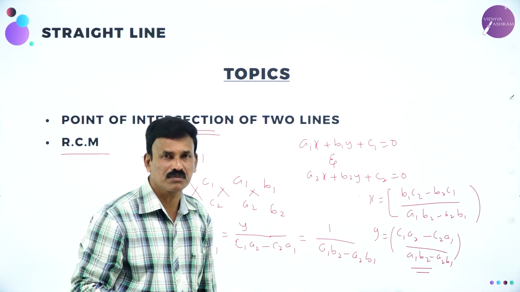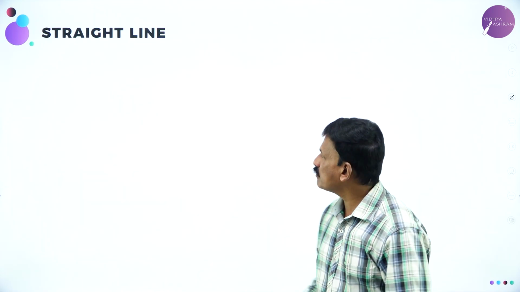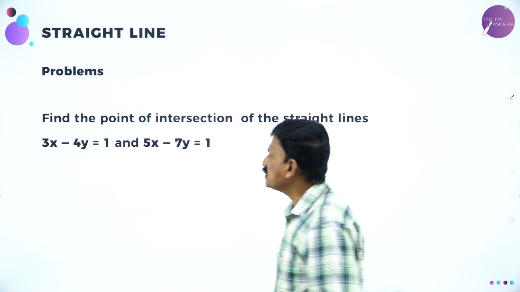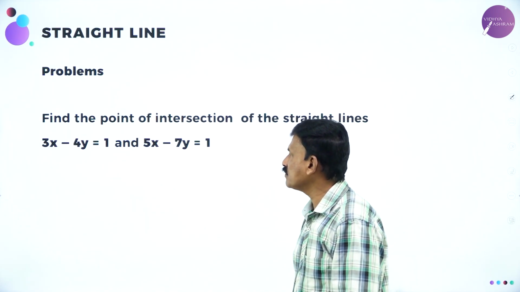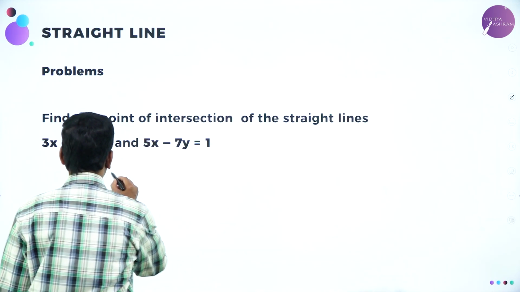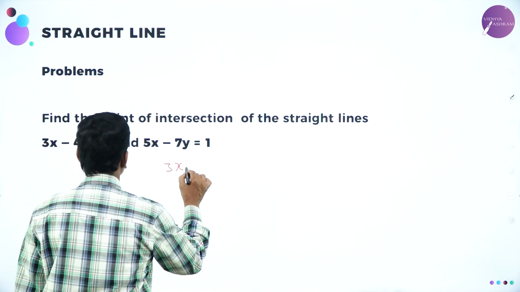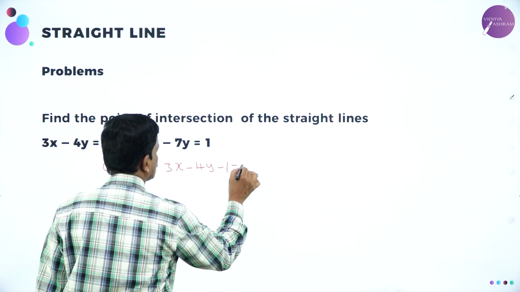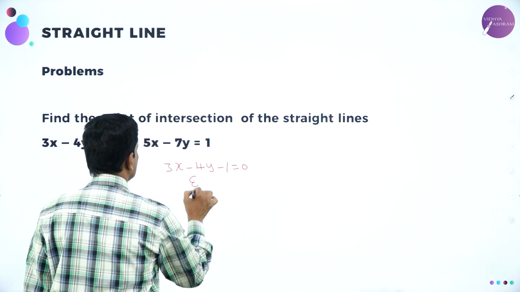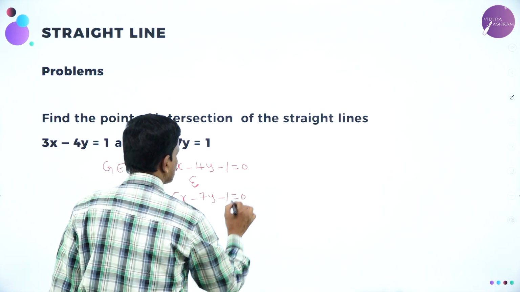Very important concept, right? Now let's move on to a small example. Let us take a first simple example. Find the point of intersection of the straight lines 3x minus 4y is equal to 1 and 5x minus 7y is equal to 1. So the given equations can be written as 3x minus 4y minus 1 is equal to 0 and the second equation, 5x minus 7y minus 1 is equal to 0.